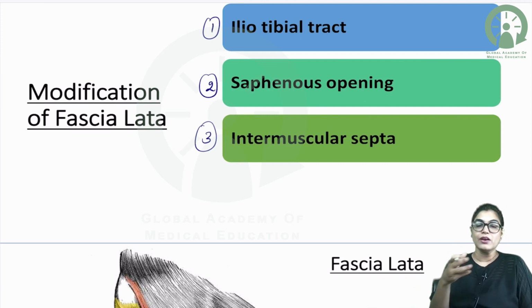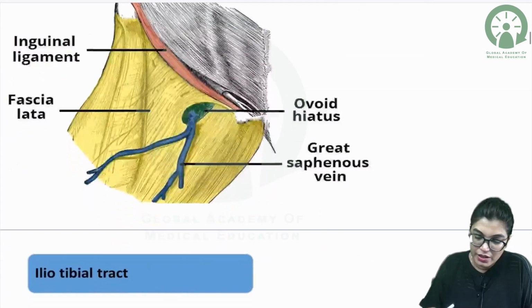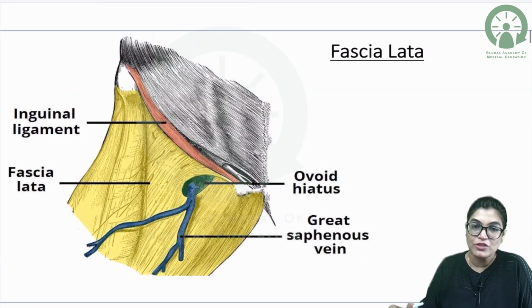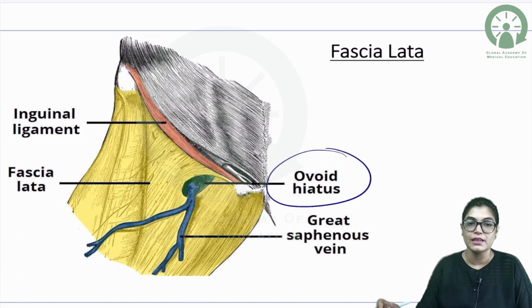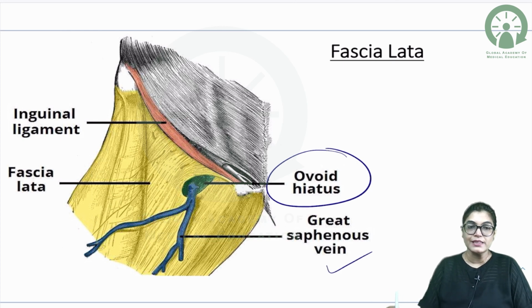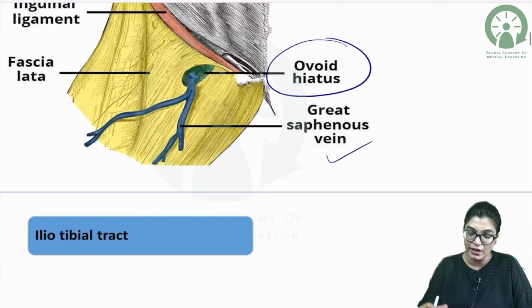Iliotibial tract is the thickening of deep fascia of the thigh, and it is seen on the lateral aspect of the thigh. It extends from the iliac tubercle, and to the lower aspect it extends towards the lateral aspect of the knee. So, here I would like to show you the image of the fascia lata, and you can see an ovoid hiatus, which is called the saphenous opening, lying below the inguinal ligament and lateral to the pubic tubercle. Great saphenous vein drains through this opening and ultimately drains into the femoral vein.